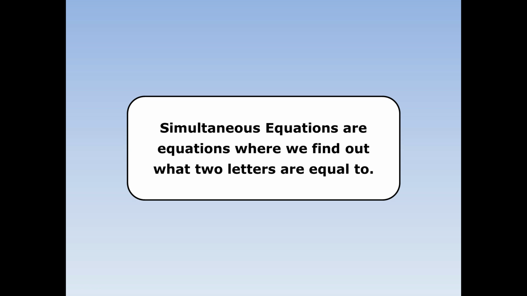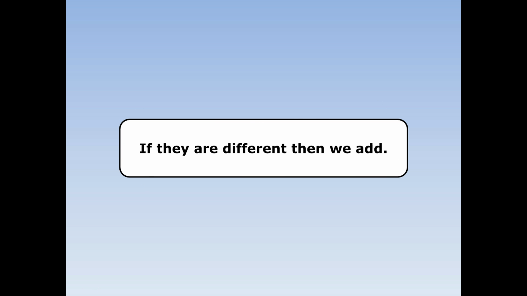Simultaneous equations by elimination 1. Simultaneous equations are equations where we find out what two letters are equal to. If they are different, then we add.